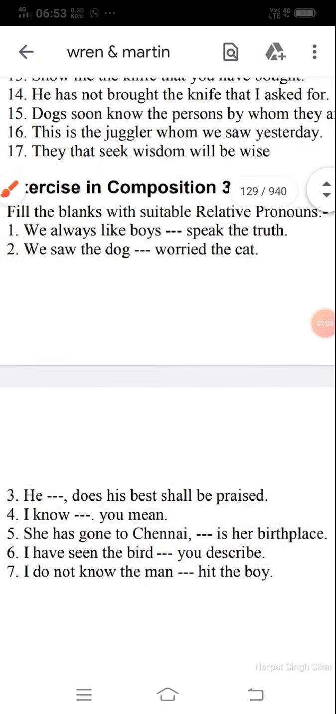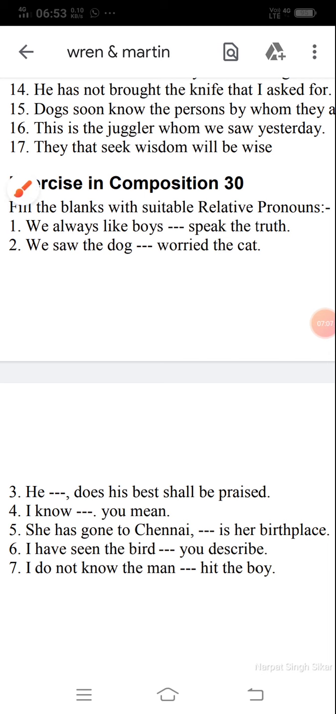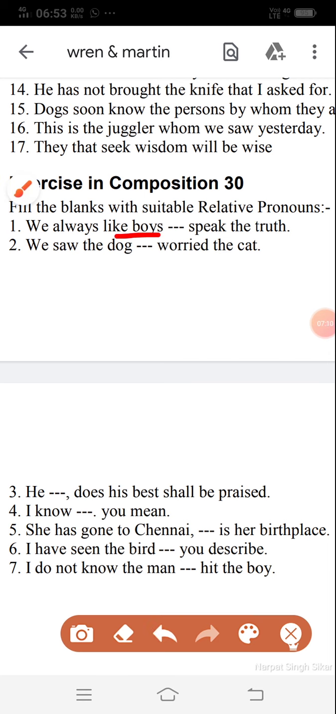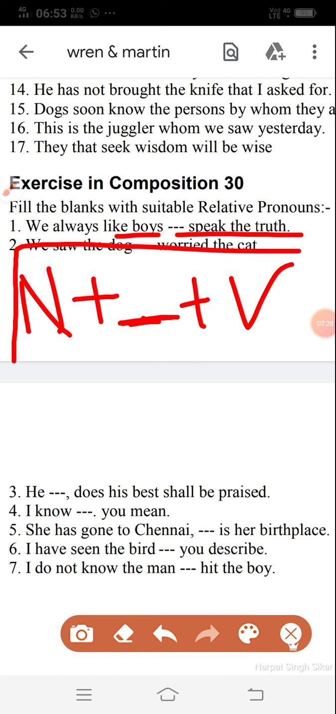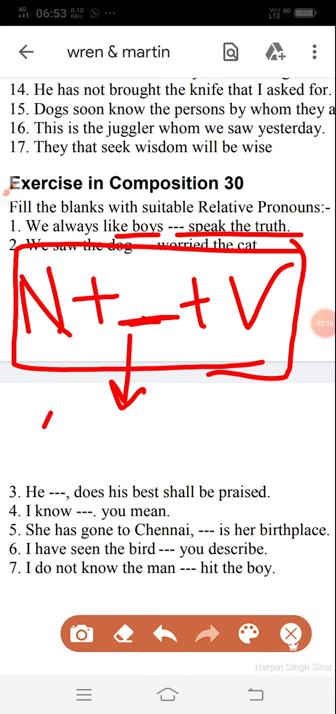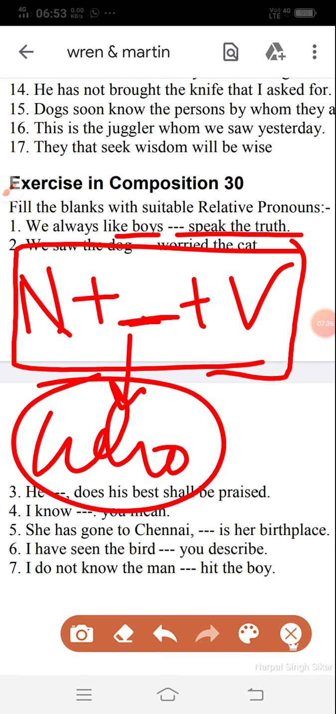The exercise is: fill in the blanks with suitable relative pronouns. We always like boys blank speak the truth. See here, boys is a noun. If there is a noun or pronoun, and after that there is a blank plus verb, what do I say? Noun or pronoun plus blank plus verb. In that condition, we have to put who in the blank. This is a very simple thing. But this noun must be a human being.